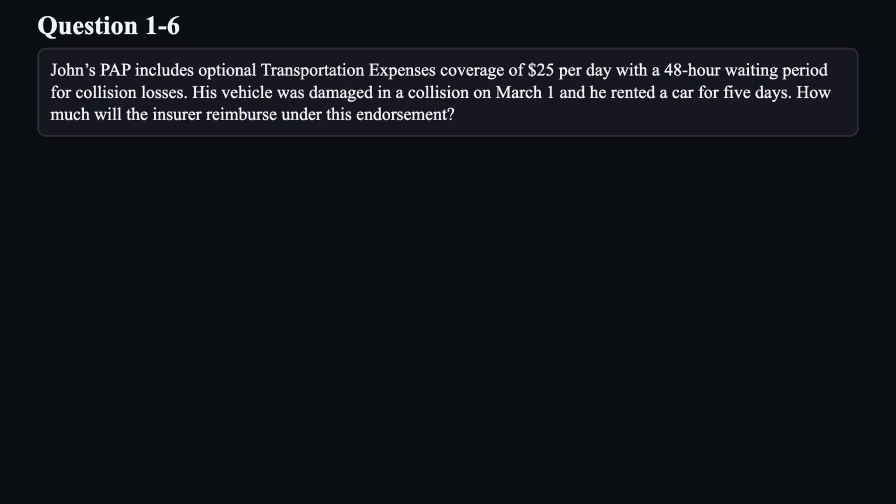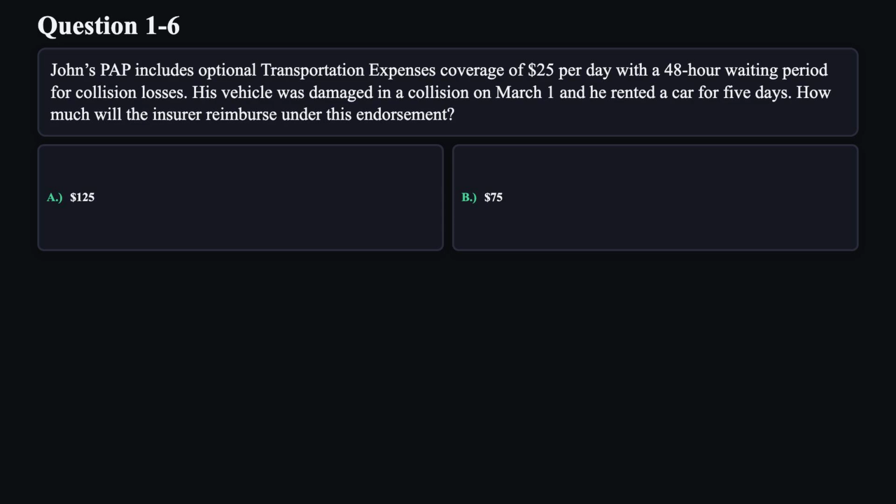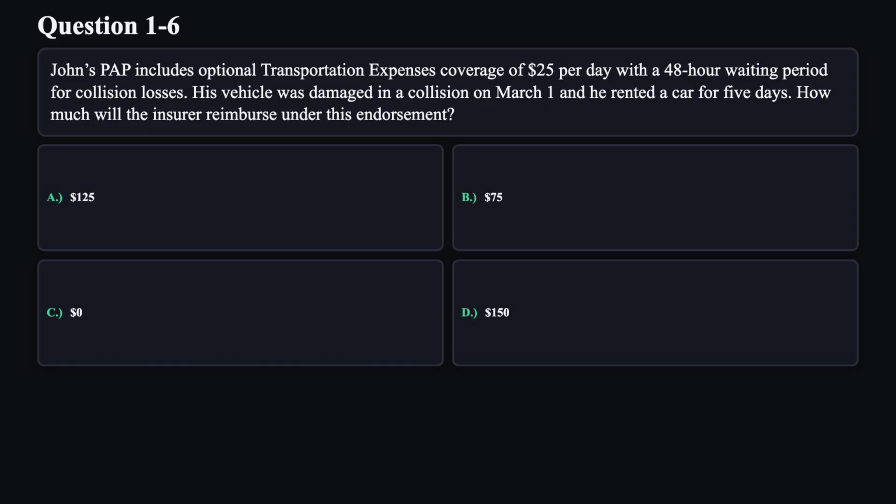Question 6. John's PAP includes optional transportation expenses coverage of $25 per day with a 48-hour waiting period for collision losses. His vehicle was damaged in a collision on March 1st, and he rented a car for 5 days. How much will the insurer reimburse under this endorsement? A. $125. B. $75. C. $0. D. $150.